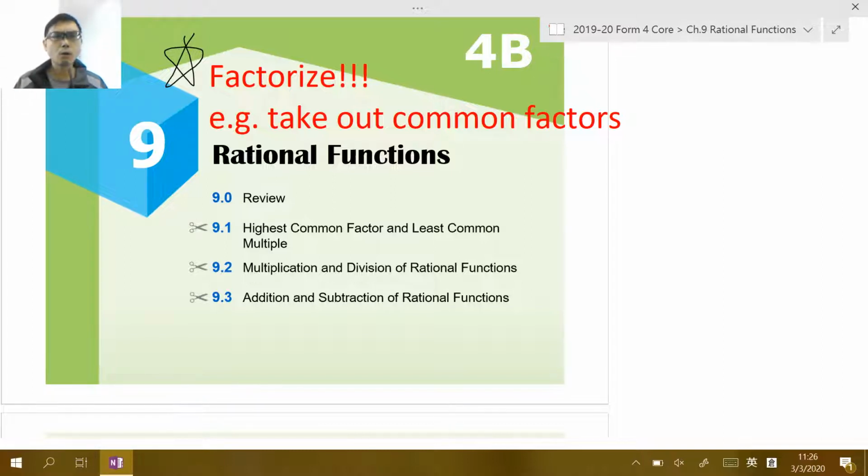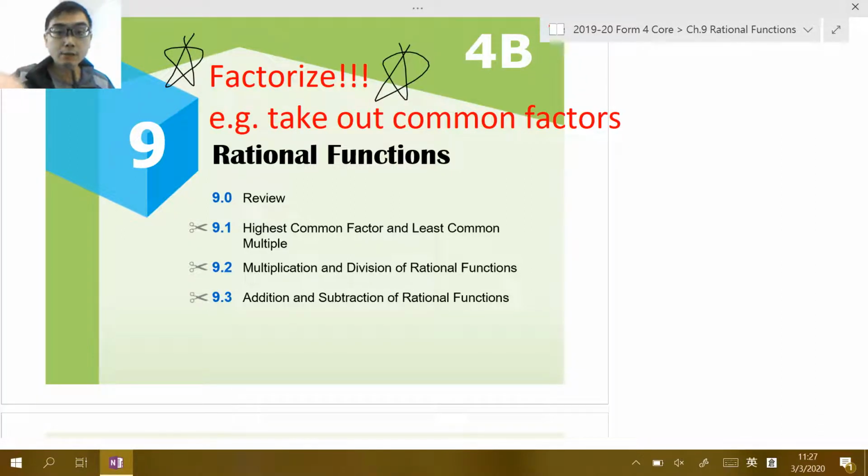But you may ask, oh Mr. Wong, why did Form 2 teachers say it was unnecessary to do so, but in Form 4, in DSE, we need to do so? It is because when we talk about the concept of rational functions, we want to highlight the factors among the numerator and the denominator. So we need to show all the factors that you can see in the fractions. So we need to take out the common factor in order to show that you are factorizing the polynomials on both numerator and denominator. So do remember that factorizing your answer is very important.